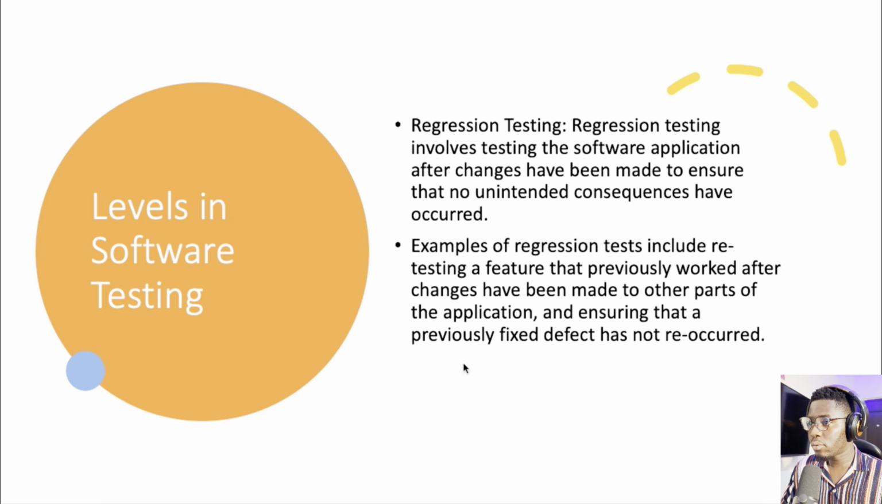Examples of regression tests include retesting a feature that previously worked after changes have been made to other parts of the application and ensuring that a previously fixed defect has not reoccurred.